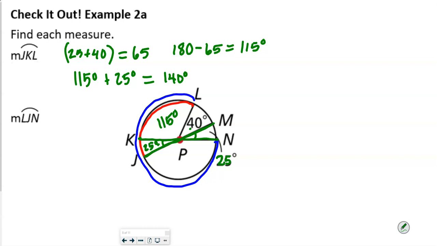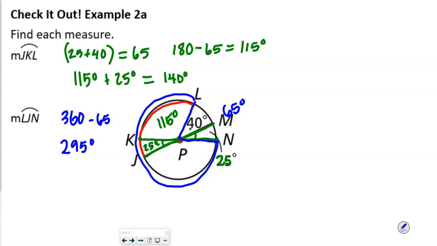LJN. Now there's a couple ways we could do this one. We could add up the 115, the 25, and the 20. Oh, we don't know what that arc is down there, right? So this one might be easier just to subtract this right here, that angle, from the whole thing, 360, right? Notice that these two added together are 65, right? So couldn't we go 360 minus 65? Isn't that going to give us 295?